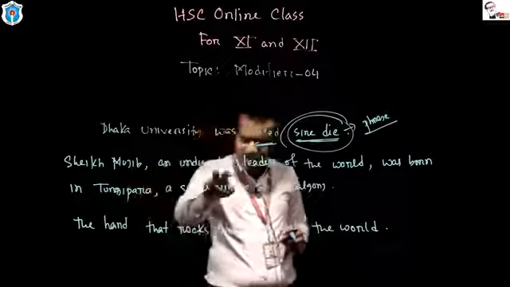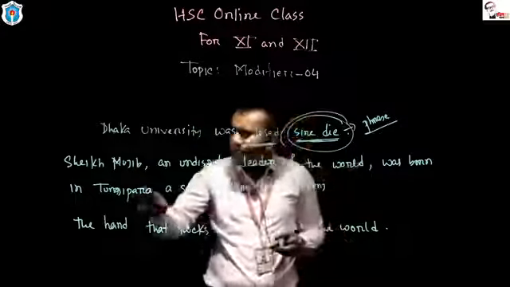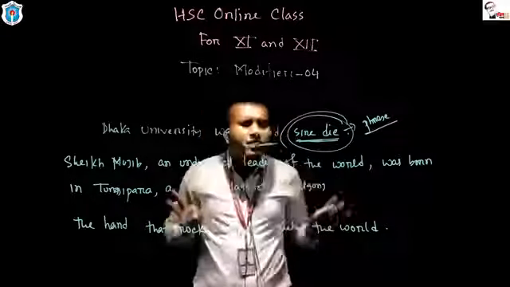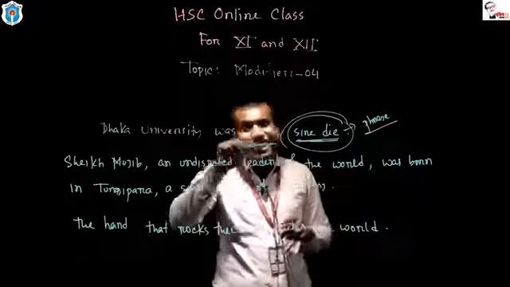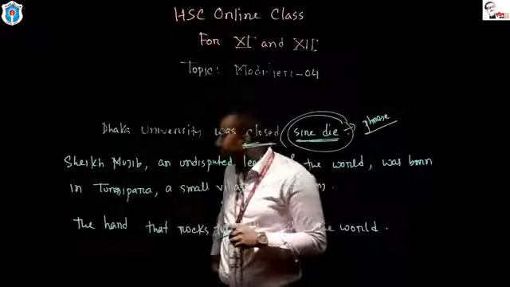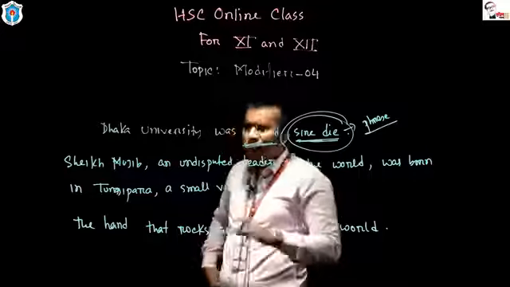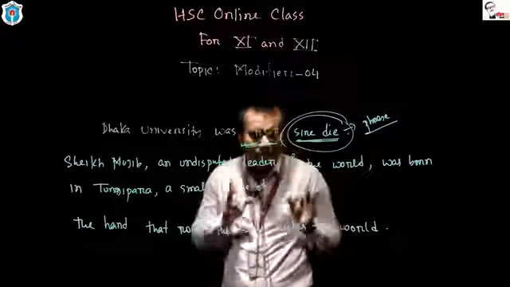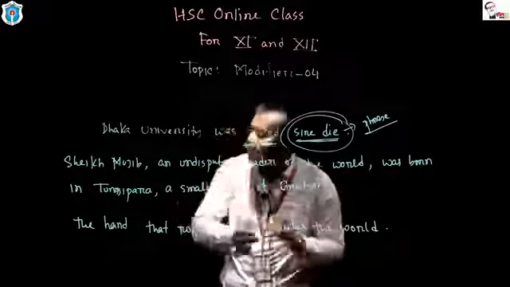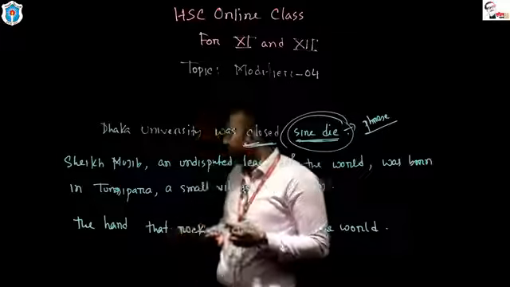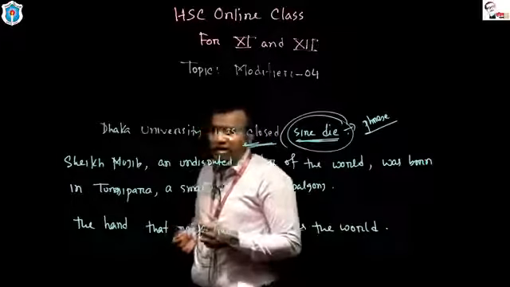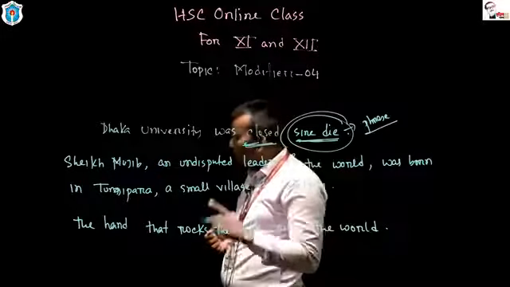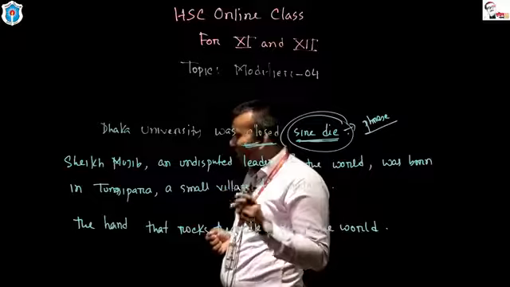Sheikh Mujib, an undisputed leader of the world, was born in Tungipara, a small village of Gopalganj. Can you identify any part of this sentence which influences another part of this given sentence? It will take time, I'm sure. From this second sentence, try to identify the part that modifies any other part of the sentence. Hurry up. Undisputed leader. Excellent, Nafiz Iqbal. Only one portion, an undisputed leader of the world.